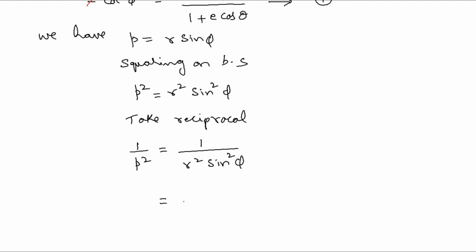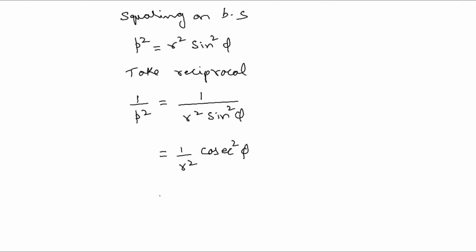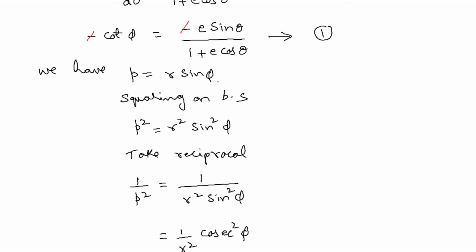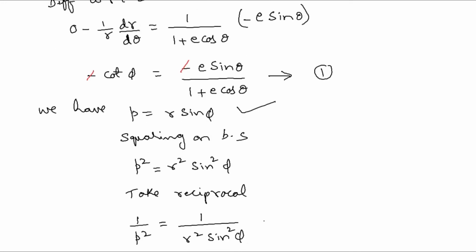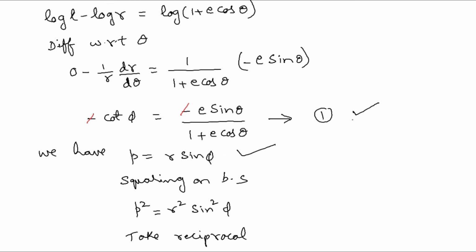So 1 by r square, we'll keep it as it is. But we know 1 by sine is cosecant. So therefore 1 by sine square will be cosecant square of phi. But we have to express it in the form of cot. So I can write cosecant square to be equal to 1 plus cot square of phi. Initially we started with the sine phi value and now we have obtained the cot value. We know the value of cot of phi from equation number 1, so we'll plug in cot phi as e sine theta by 1 plus e cos theta.